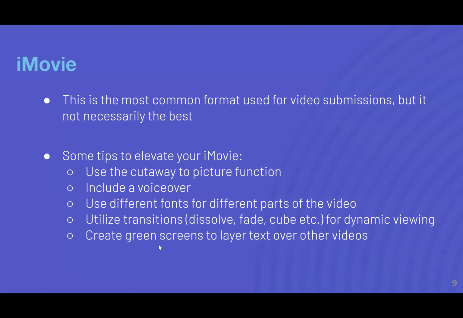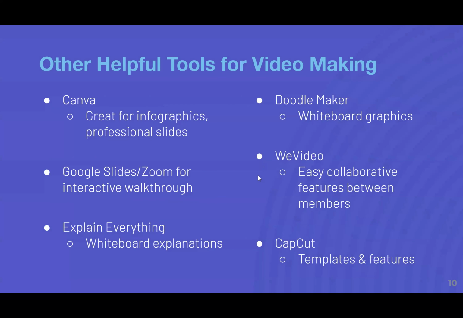So something you can do is, online, on your computer, I don't think you can do this on the phone, you create green screens to layer text over other videos. You select one color, create slides and put them over, and then have one color cancel out, and that'll still have the rest of whatever you want in the background. That's also super helpful on iMovie to make it just a little bit more professional.